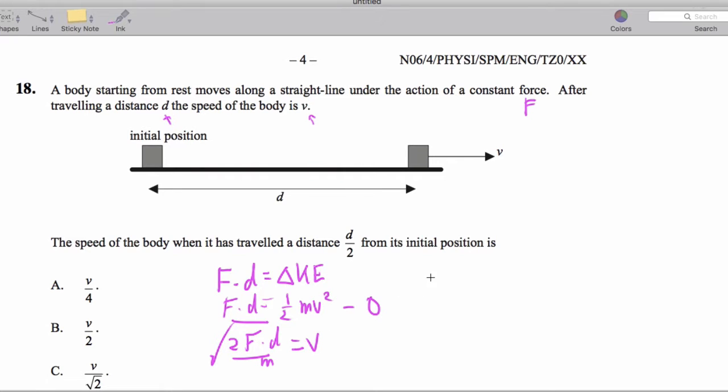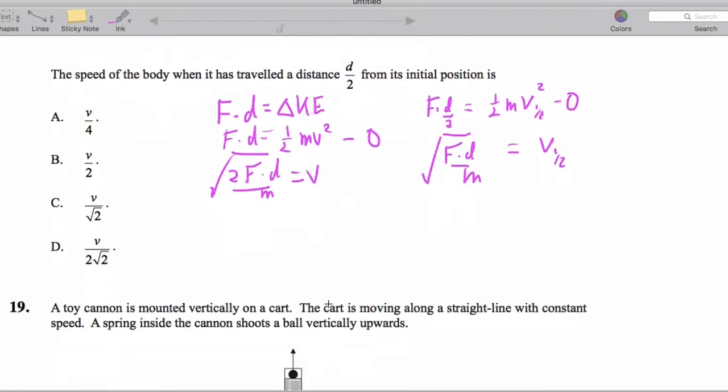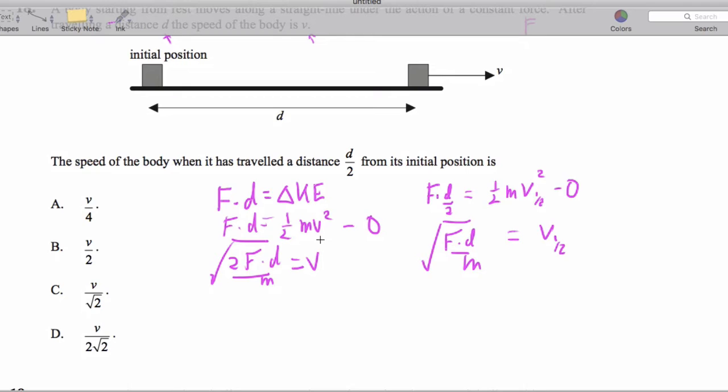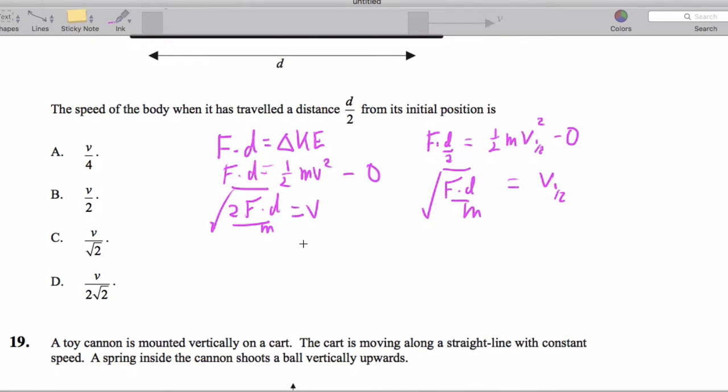Now we're only traveling half the distance. So this is F times d/2 equals 1/2 m v halfway squared minus 0. So I'm going to end up getting the square root of Fd over m equals v at the halfway point. So if we actually connect these two, I want to know how these two compare.